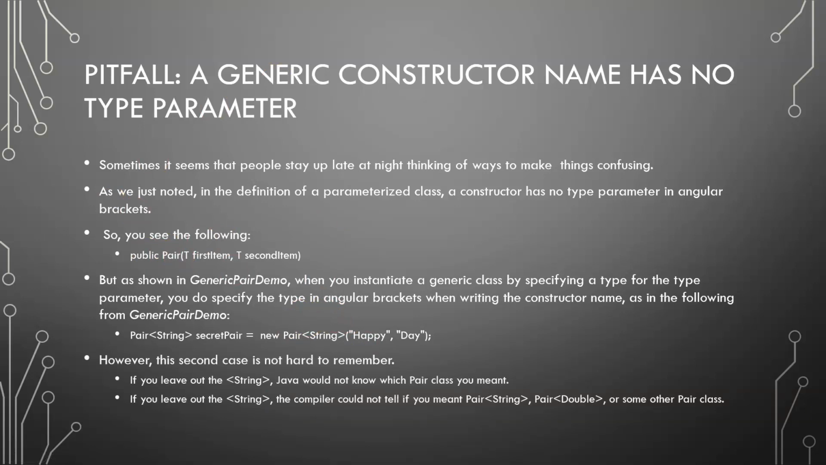However, this second case is not necessarily hard to remember. If you leave out the string part, Java doesn't necessarily know which pair class you meant. Additionally, if you leave out the string, the compiler would not tell you if you meant Pair<String>, Pair<Double>, or some other pair class. So that's part of the reason why we have to put it there within the demo code.